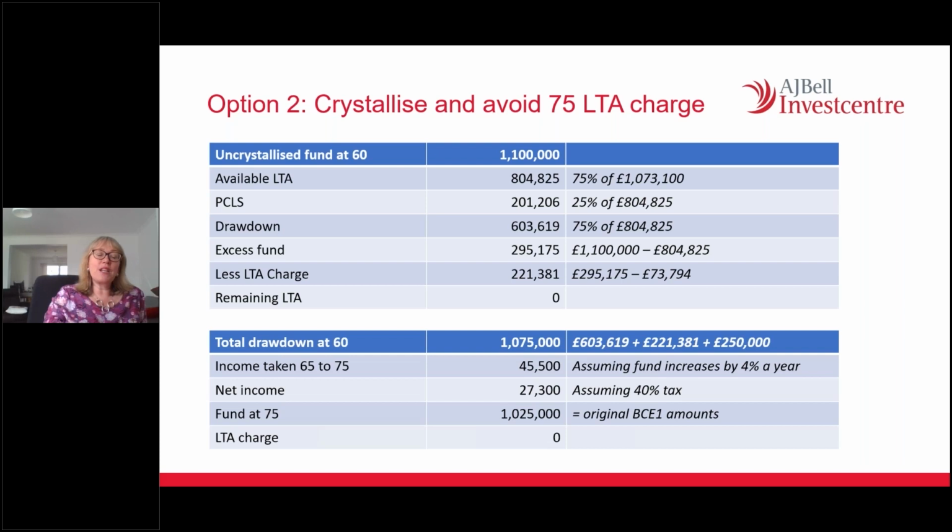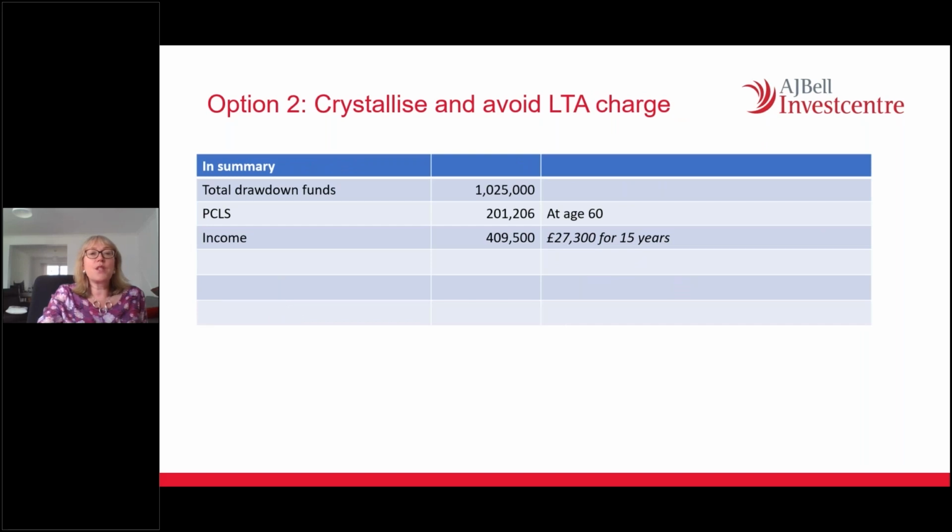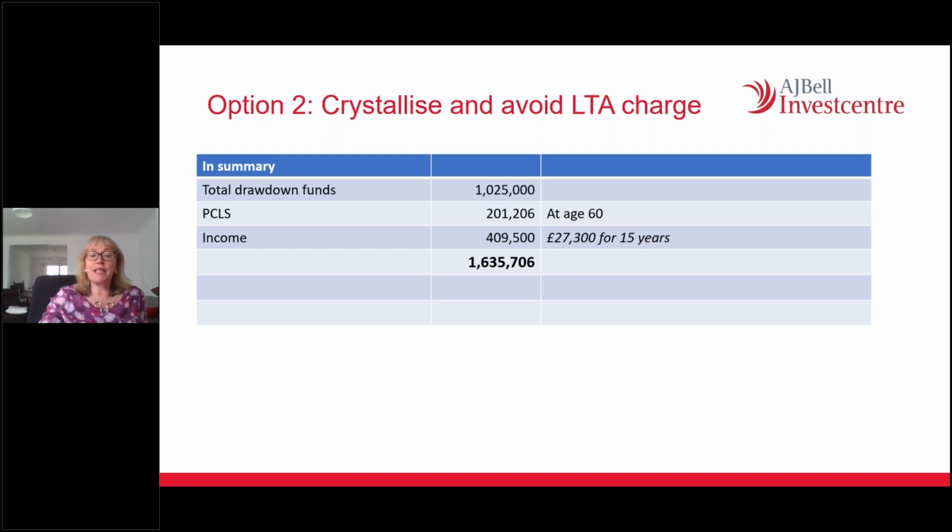Now, I've assumed that that income is going to be taxed at 40%. I could be completely wrong. It will depend upon the client. It might be that it's 20%, or it might be that you manage to absorb some of it by personal allowances or whatever, however it works out. It depends upon other assets coming in as well. So in summary, for the second option, where he crystallises everything at age 60, then you've got a pension commencement lump sum, some drawdown funds, income over 15 years, and that gives you 1.6 million.